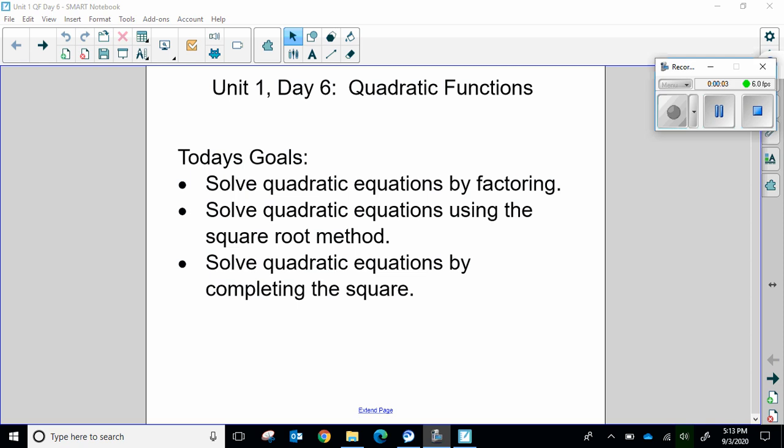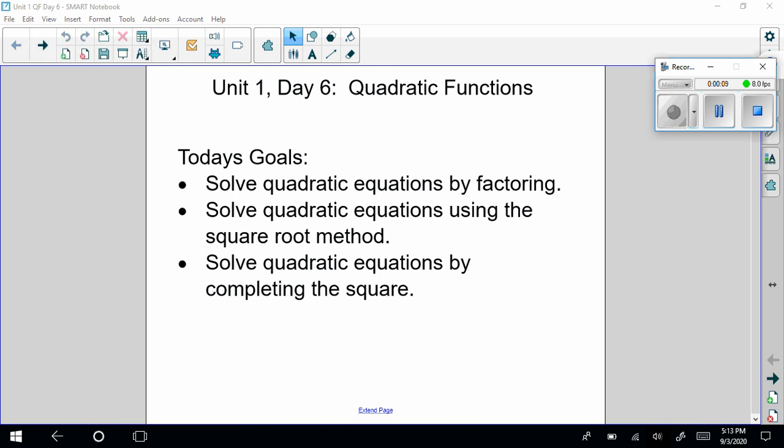All right, so Quadratics Day 6. I know today's the day you've all been anxiously awaiting, where we actually start solving quadratics. You're going to learn several different methods. Today I will specifically tell you what method to use and do some examples.